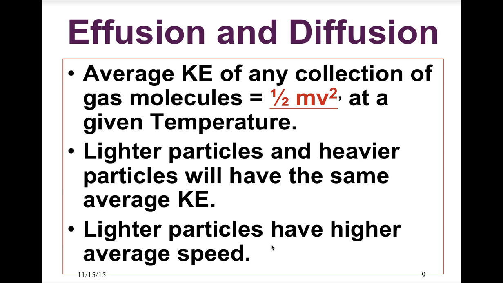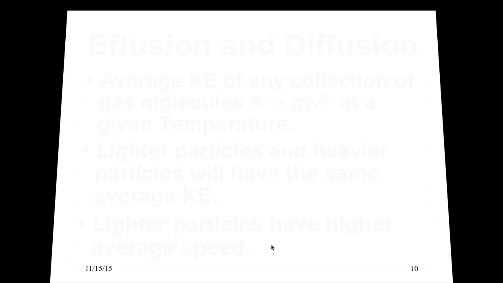So the average kinetic energy of any collection of gas molecules is equal to 1/2 mv squared at a given temperature. Lighter particles and heavier particles will have the same average kinetic energy. However, lighter particles will have a higher average speed. So the lighter the particle, the faster the speed.